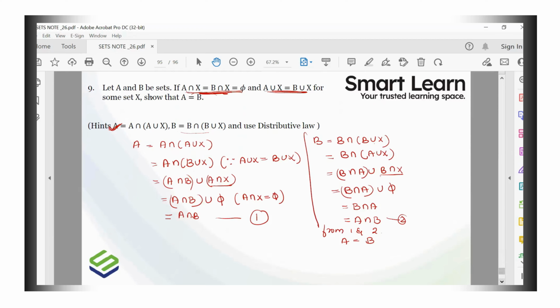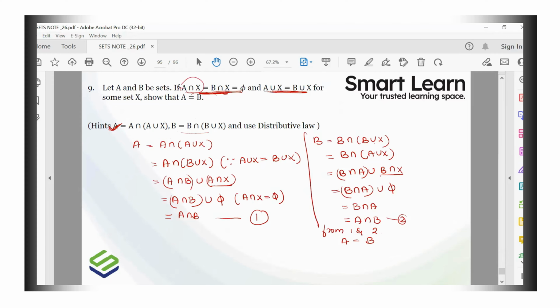Now, let A and B be sets. If A intersection X is equal to B intersection X is equal to empty set, and A union X is equal to B union X for some set X, then show that A equal to B. So, A is A intersection A union X. This is given as the hint. But in the exam, they won't give you the hint, okay? So, A intersection A union X.